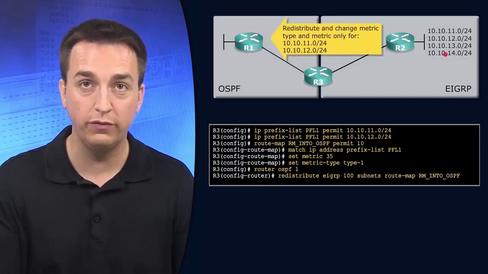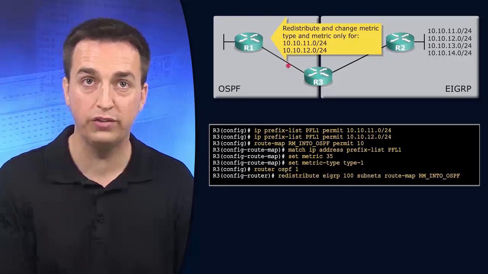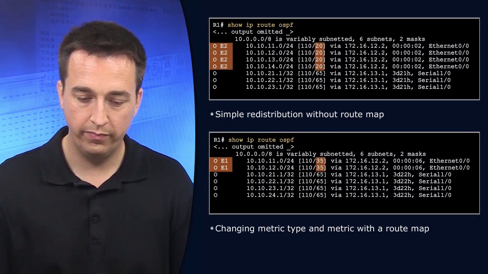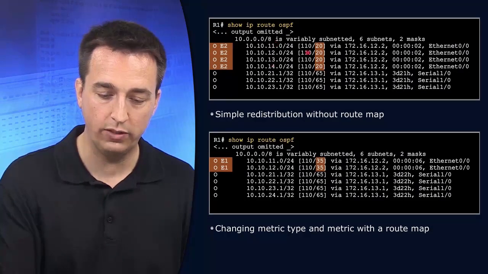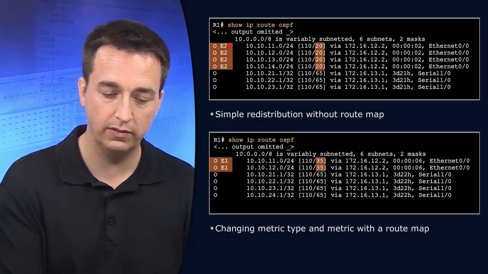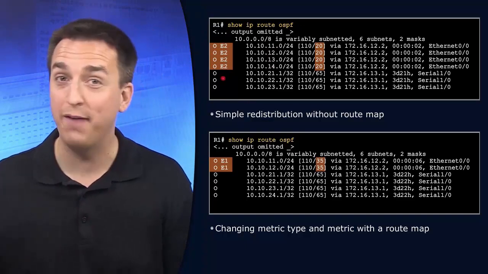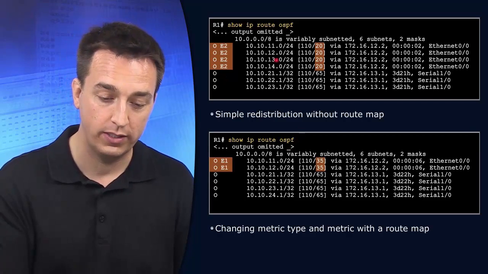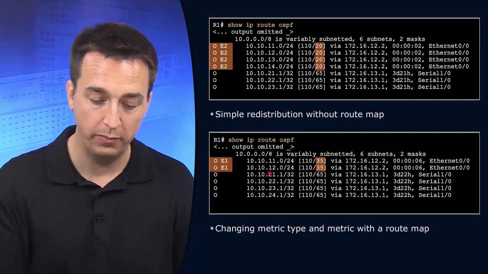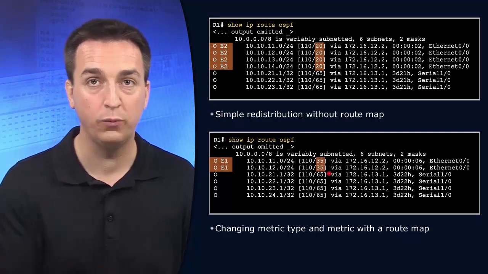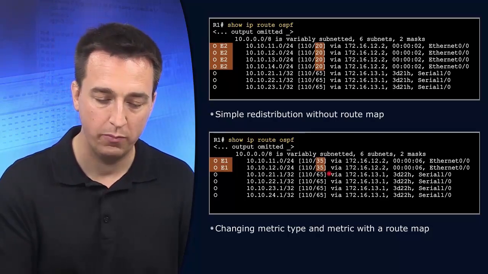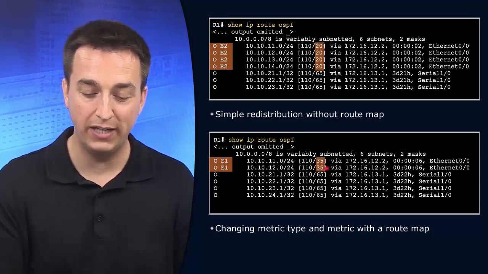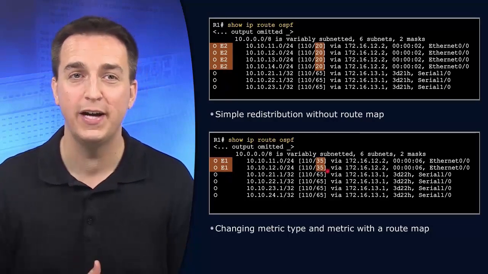11, 12, 13, 14 are being redistributed, all with the default values. However, after we apply the route map, we no longer redistribute 13 and 14. We can see they've been removed, not being redistributed into OSPF from EIGRP anymore. Metric type is now E1, and the metric itself is set to 35.